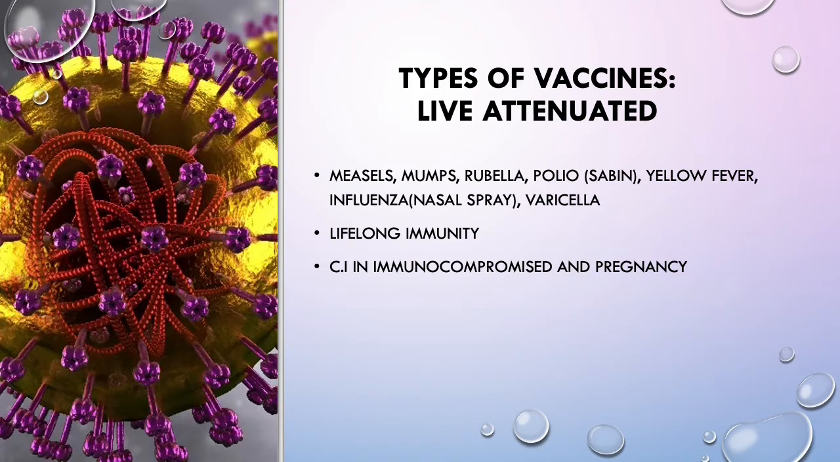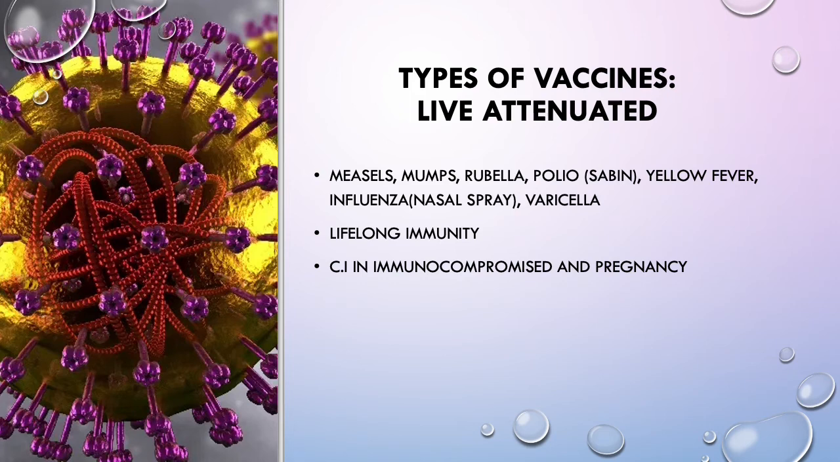So, to the types of vaccines. First of all, let's talk about the live attenuated vaccines. Some very known ones from this group are measles, mumps, rubella, polio, the Sabin type. We also have a Salk type, and the Salk is a killed inactivated vaccine. Then we have yellow fever, influenza, the nasal spray type, and varicella.